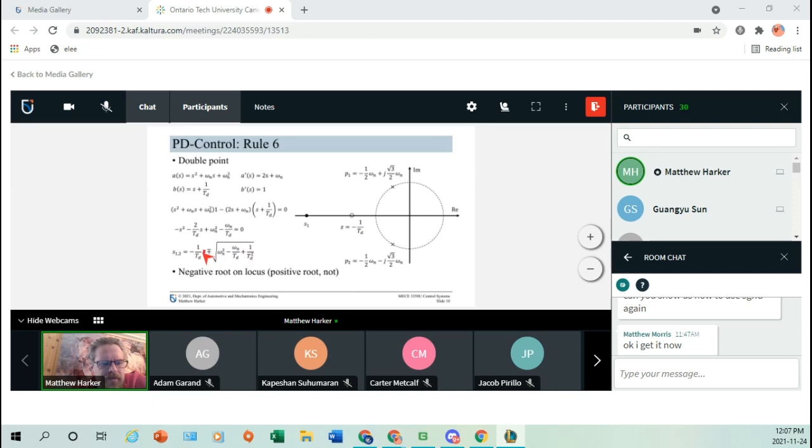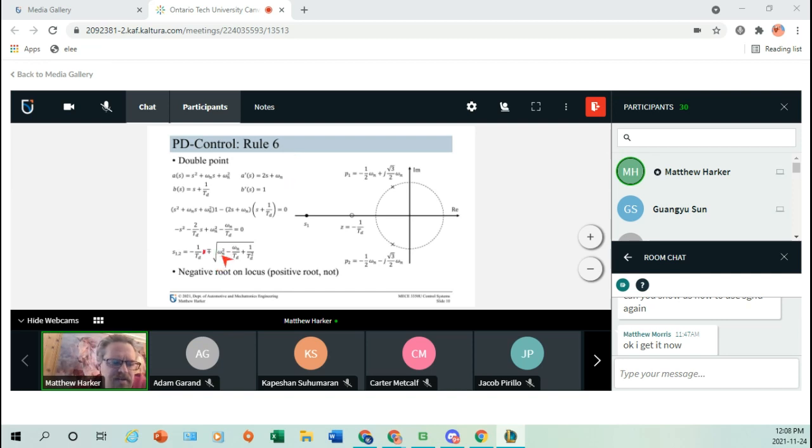Right, so we start at this minus 1 over TD, and we have plus or minus points. Basically, the one over here is going to be on the root locus, and the one on the other side is not. We don't need to go into too much detail with that, just because we can plot the locus in MATLAB. That's what I said: rules 4, 5, and 6 are essentially good to know, but some of them can be rather tedious.